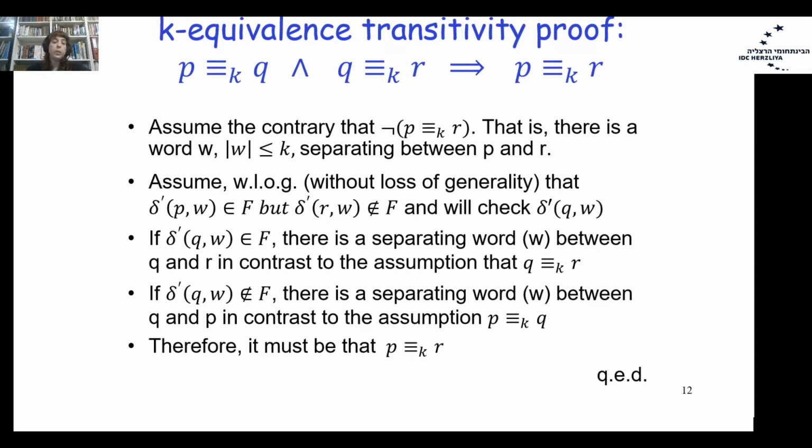Okay, we have two possibilities. If delta cap q w belongs to F, there is a separating word w between q and r, in contrast to the assumption that q is k equivalent to r. If delta cap q w does not belong to F, there is a separating word w between p and q, in contrast to the assumption that p is k equivalent to q. Therefore, it must be that p is k equivalent to r.